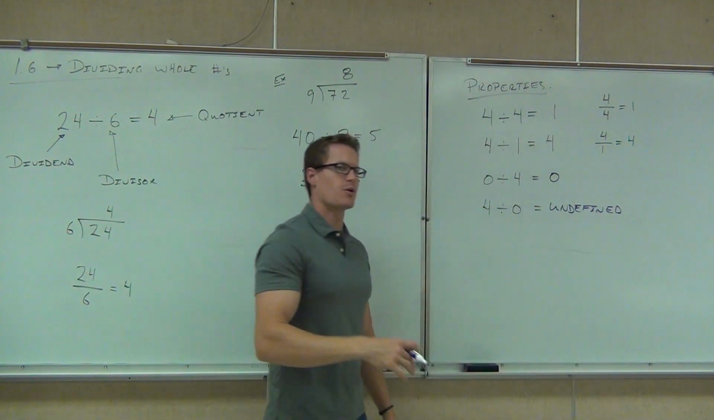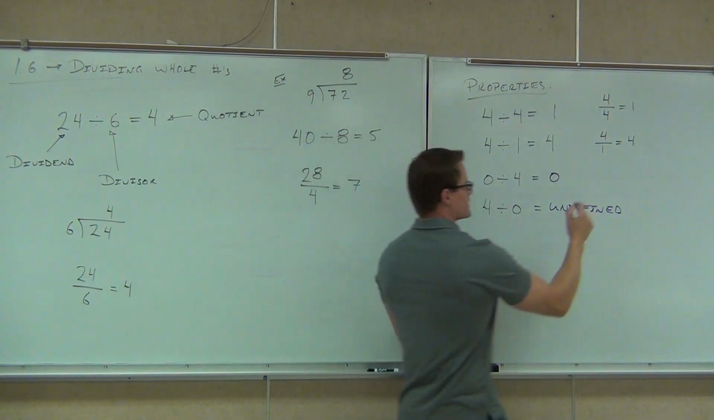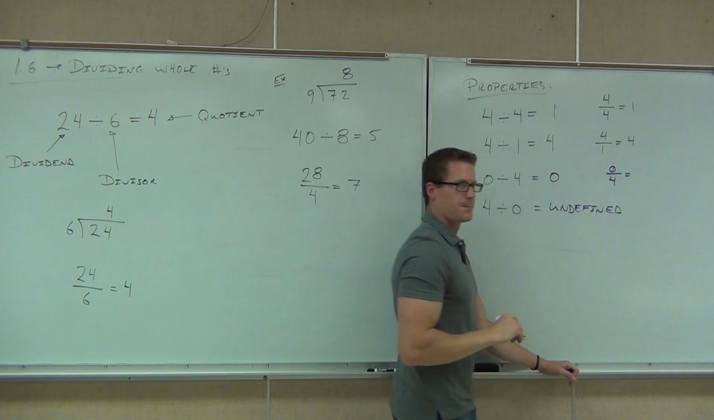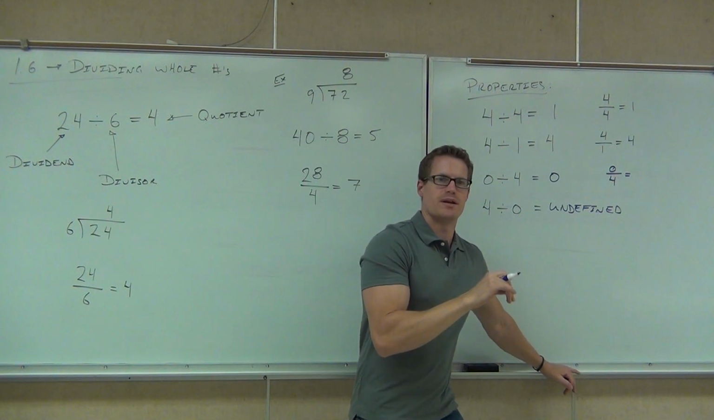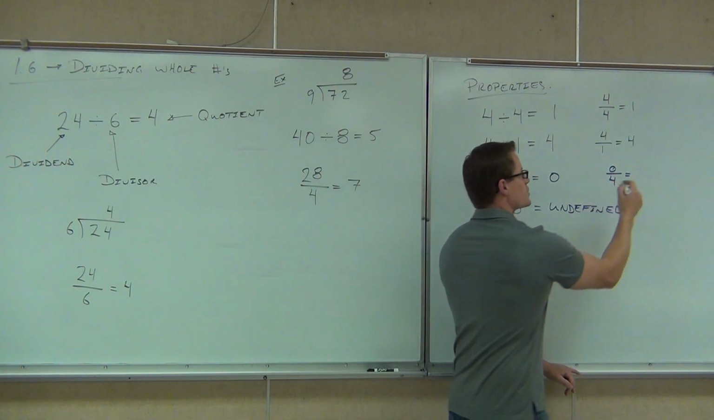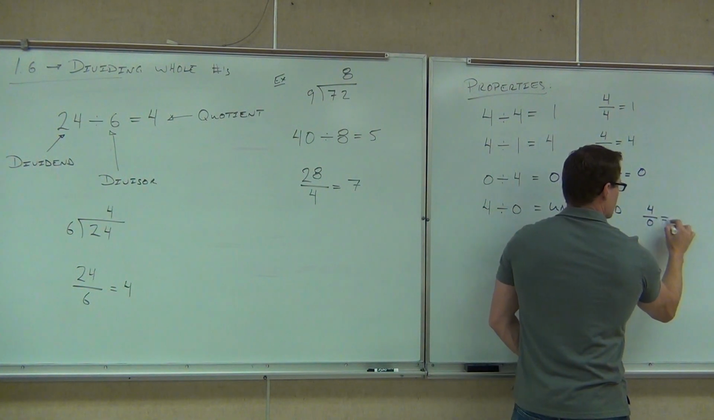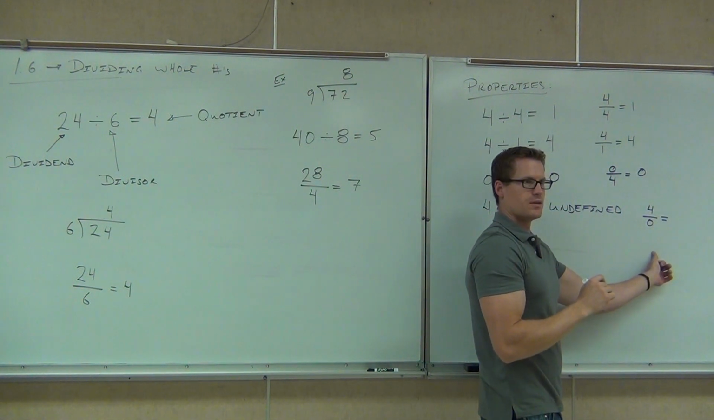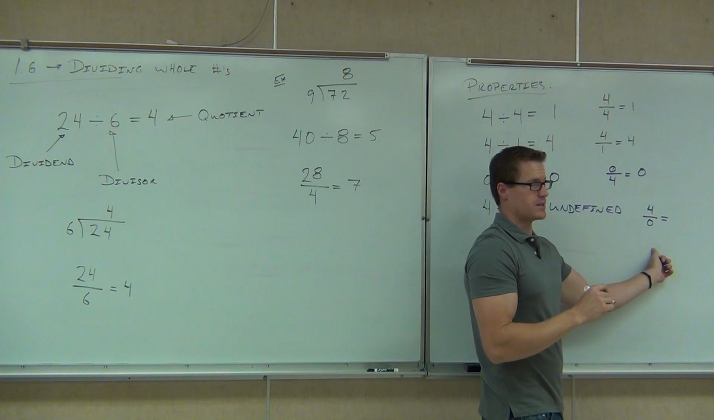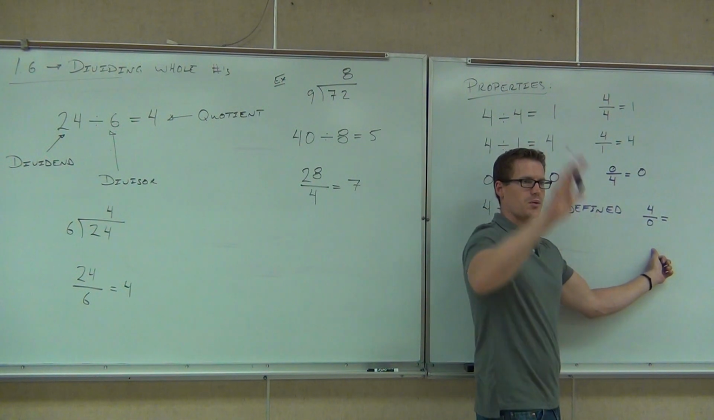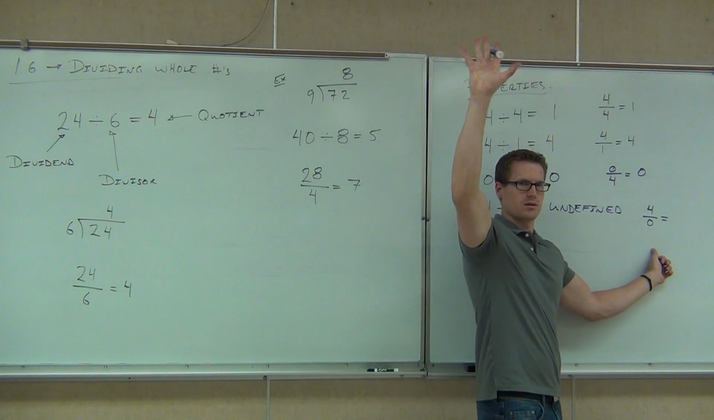That implies two things about fractions for us in the future. It says that if we have 0 divided by a number, what's 0 divided by a number then? 0. This one's just fine. If we have a number divided by 0, is this one okay? No. This one is undefined. It doesn't equal 0, it doesn't equal 4, it doesn't equal anything. It's just undefined. How many people are clear on that? Raise your hand if you're clear on that. Good.